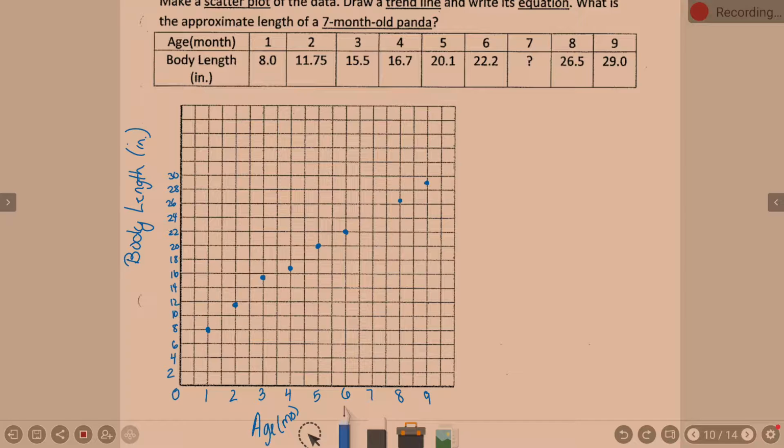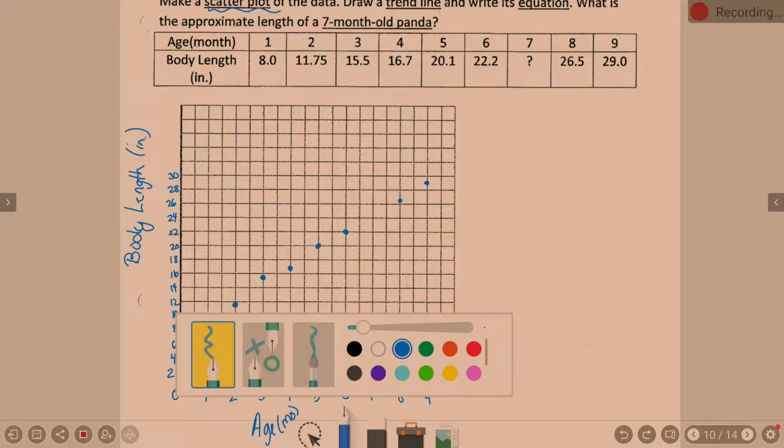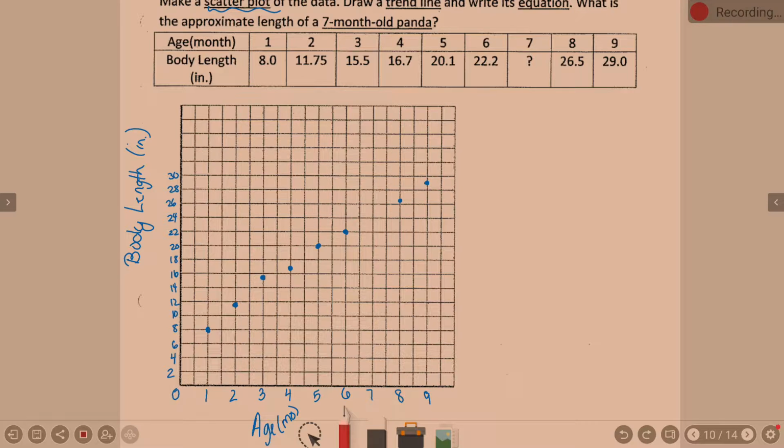Okay. Did it make a perfectly straight line? No, not even close. Mine's somewhat close, but it's not a straight line. And is it supposed to be a straight line? No. It should be somewhere kind of along the line, but it's not supposed to be a straight line. Now, there's your scatter plot. That's what we did there for the scatter plot. Now, it asks us to draw a trend line. How do I draw a trend line?